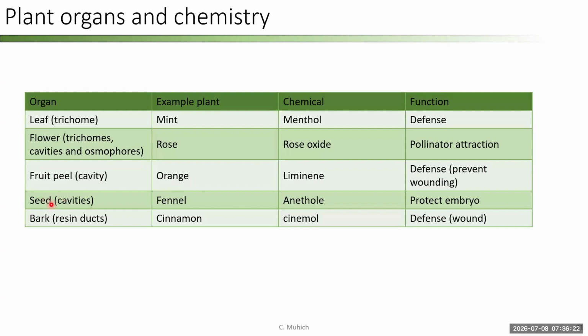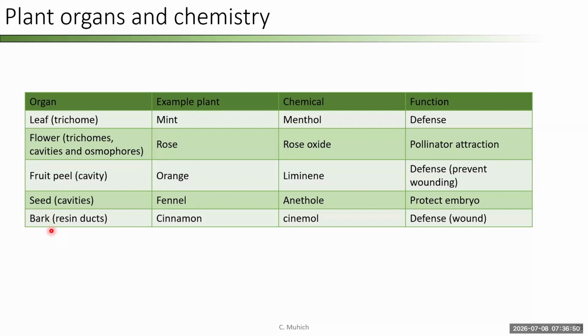Going into seeds, these generally form cavities, oil cavities. An example would be fennel. Within the fennel's oil cavities is anethol, and this acts as an antimicrobial, anti-herbivore set to protect the embryo within the seed.